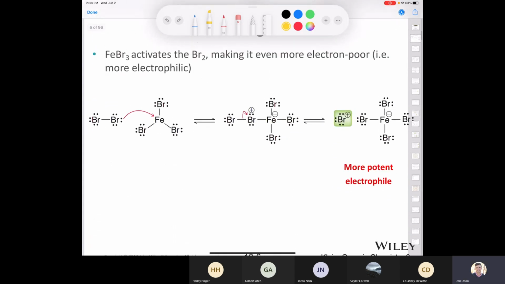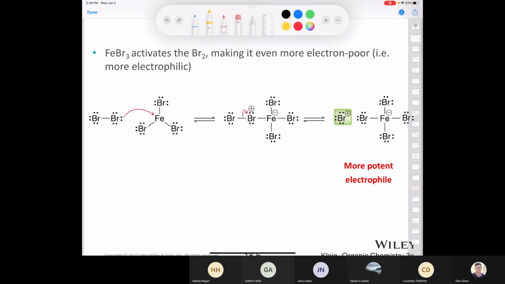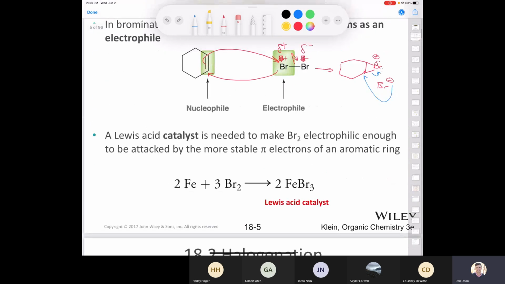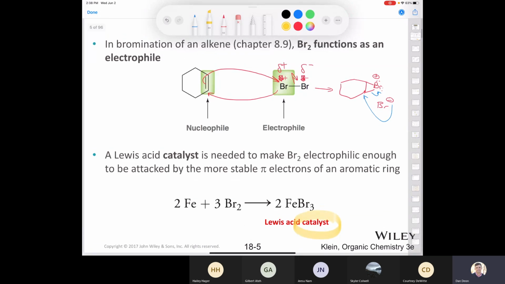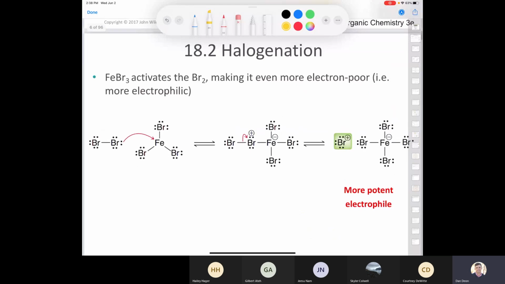When the iron 3 bromide is in your reaction mixture, it's going to activate the bromine, making it even more electron poor. So remember, this is the catalyst that's produced. So we're not going to make a stoichiometric amount of this. We're just going to make some of this. Okay, so not all of the bromine is going to be converted into this, but we're going to have some of this present. Again, it is a catalyst. It is going to get recycled, and you'll see why.